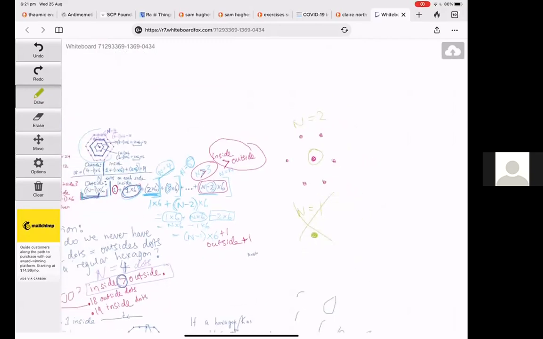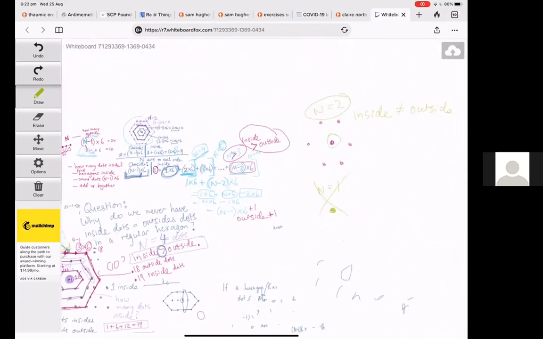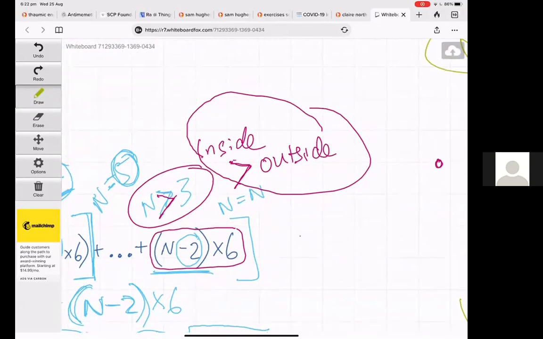So basically, we showed that for n equals 2, inside is not equal to outside. And for n equals 3, inside is smaller, so inside not the same as outside. And then for n equals 4 or bigger, so just anything that's bigger than 3, we found that the inside has more dots than the outside. So again, inside is not the same as outside number of dots.